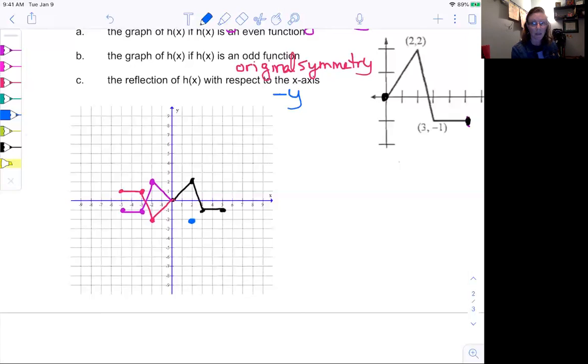My next point was at 3, -1. Well, my y value needs to become negative. Well, it already is negative, so that means it's going to be the opposite, and it's going to be positive. Same thing at 5, -1. It's going to do the opposite and become positive. So that graph, compared to the graph that I have drawn in black, has now flipped over the x-axis, or is its reflection with respect to the x-axis.